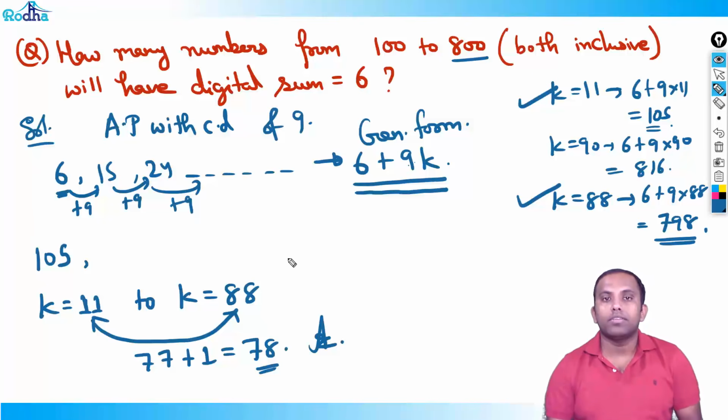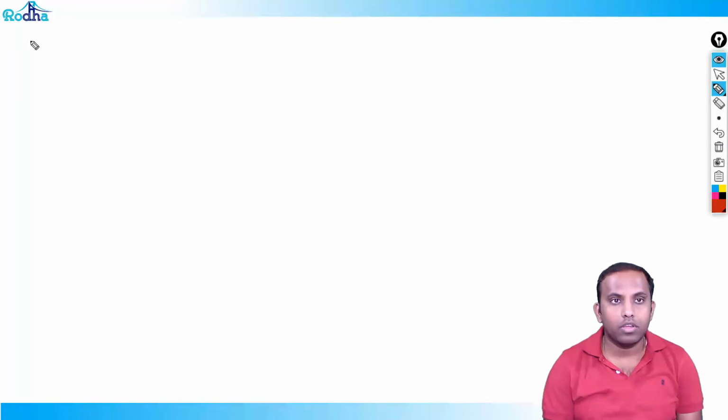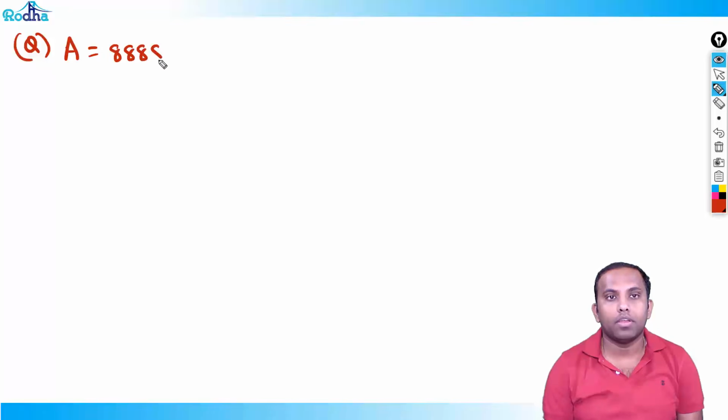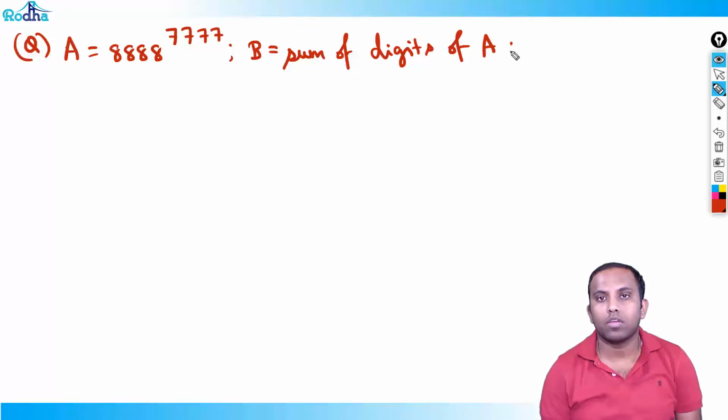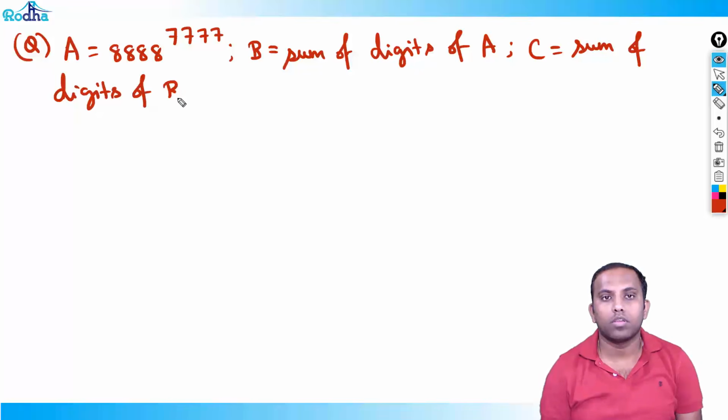I hope this digital sum concept is clear. Okay, so we'll do the next question here. Write it down. A is equal to 8888 raised to 7777. B is equal to the sum of digits of A. C is equal to the sum of digits of B. D is equal to the sum of digits of C.